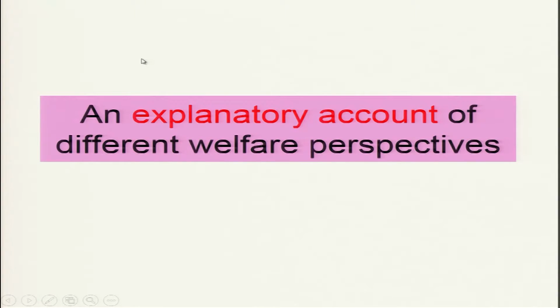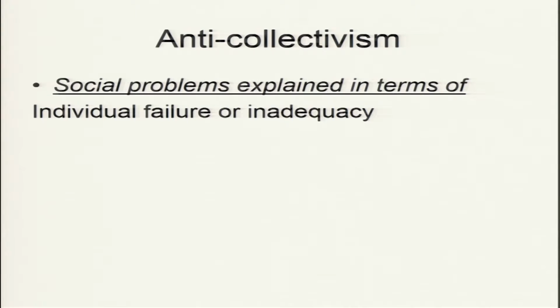Today we will be discussing an explanatory account of different welfare perspectives. First, let us see how anti-collectivism will explain a social problem. The assumption of the anti-collectivist is that if an individual is given freedom, that individual can stand on his or her own feet. Now, when it is found that some people are poor in a particular state, what will be the analysis of the anti-collectivist?